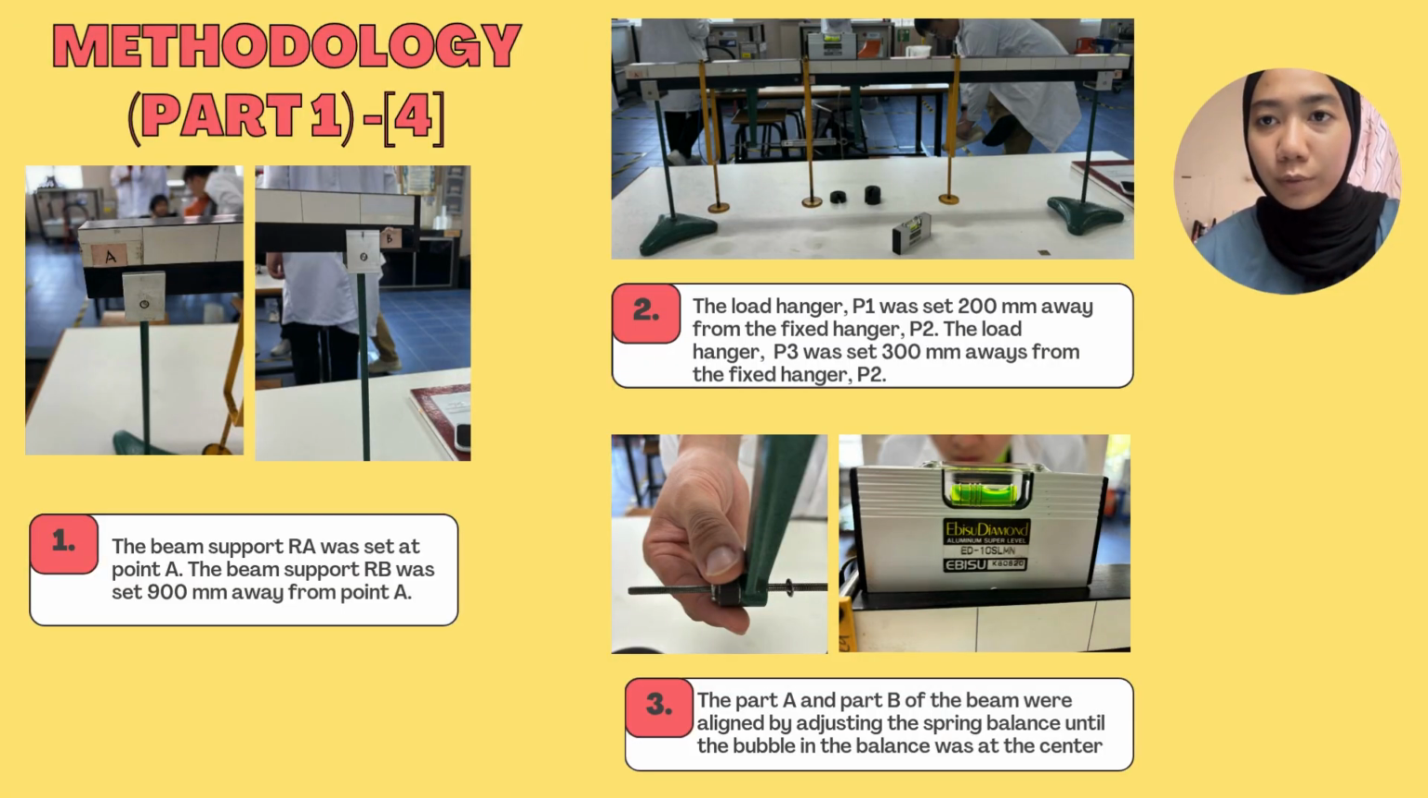Methodology part 1, where we use varied loads and fixed distance. We began by setting up the beam. The beam support RA was fixed at point A and the second beam support RB was placed 900 mm away from point A. Next, we positioned the load hangers. Load hanger P1 was set 200 mm away from the fixed hanger P2 and load hanger P3 was set 300 mm away from P2. Before applying any load, we aligned parts A and B of the beam by adjusting the spring balance. This was done until the bubble in the balance level was centered, indicating that the beam was horizontally level.